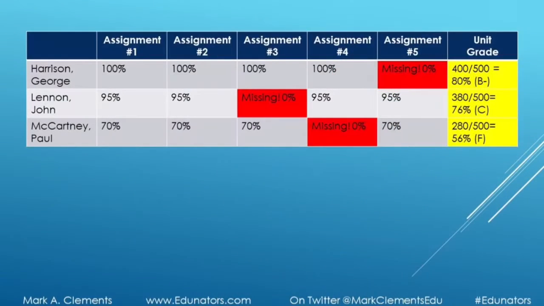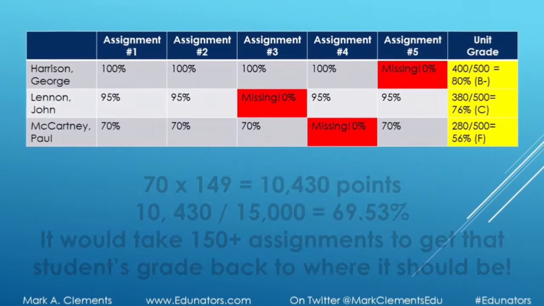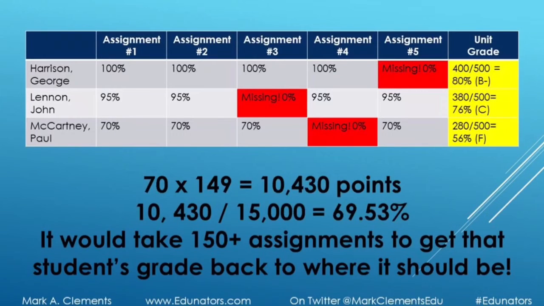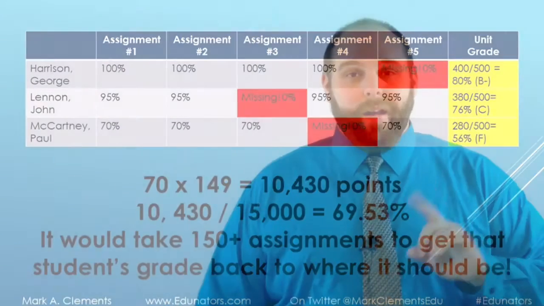The Super F is even more harmful to our struggling learners, or intentional non-learners, often the group that we're trying so hard to reach. A student with 4 assignments earning a 70% with just 1 zero would receive a 56% or F, though clearly they're not completely failing. That same student would have to score the same 70% on 149 assignments out of 150 before their overall grade would even round up to a 70% to compensate for that one Super F.